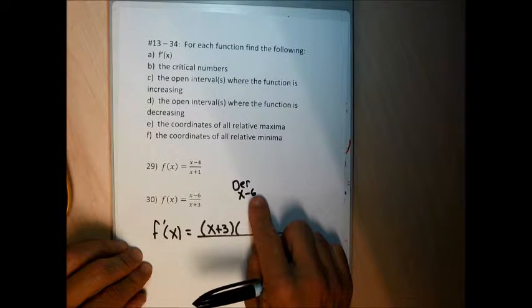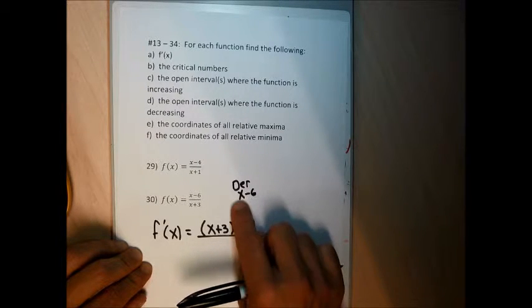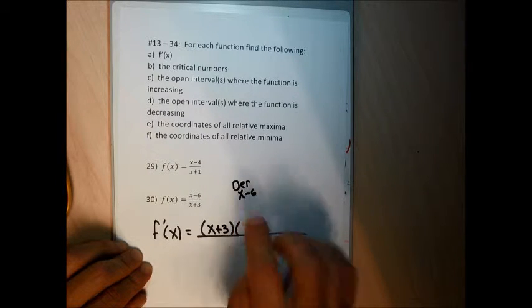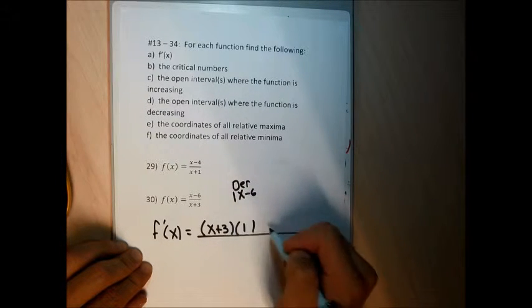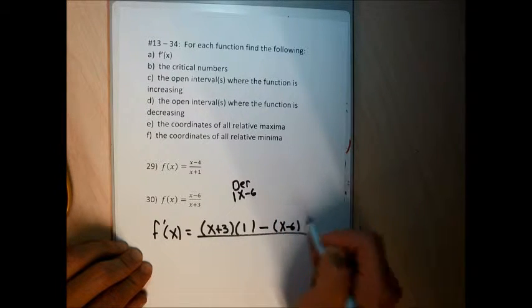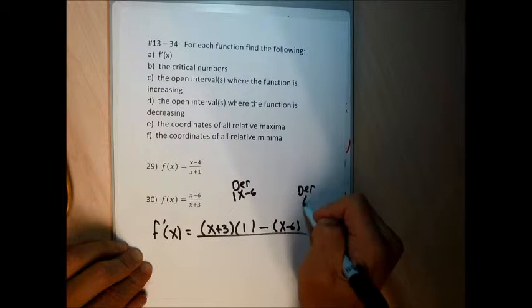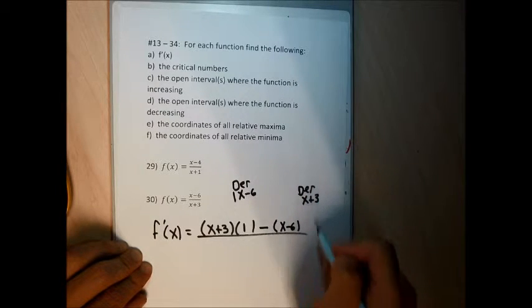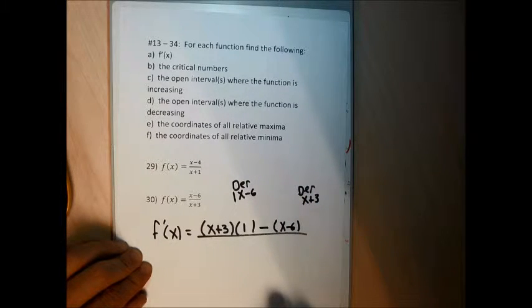The derivative of the minus 6 is 0 because it's a constant. The derivative of an x, because it's a first power term, is its coefficient. Its coefficient is 1. And then I'm going to put minus, and then it's going to be the numerator, x minus 6, times the derivative of the denominator. So next to that x minus 6, I need to put the derivative of x plus 3.